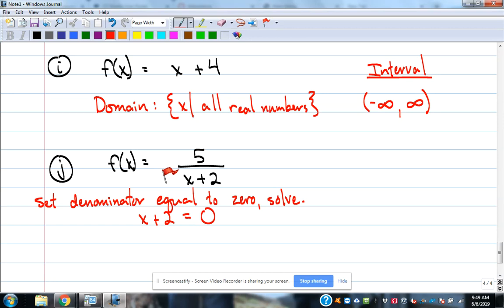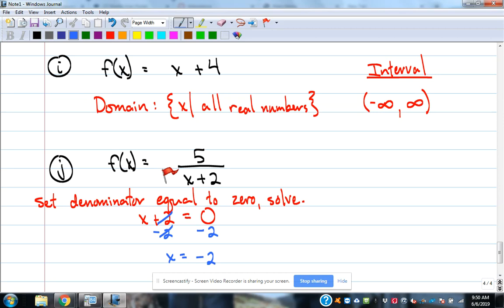Okay, so if I'm going to get x by itself, it says x plus 2. To get rid of the 2, they're adding it, so I'm going to do the opposite of that, which is subtract it. So I'm going to subtract 2 from both sides to move it over to the other side and get x by itself. So that cancels it out here. Negative 2. Negative 2 is going to be the number that we leave out of the domain.